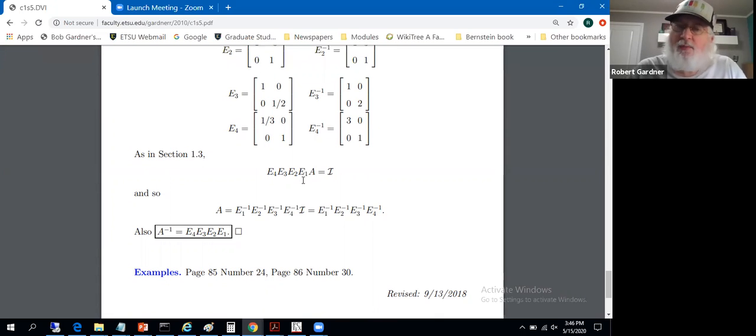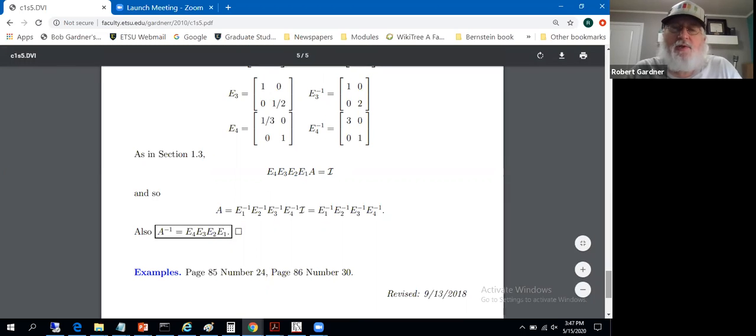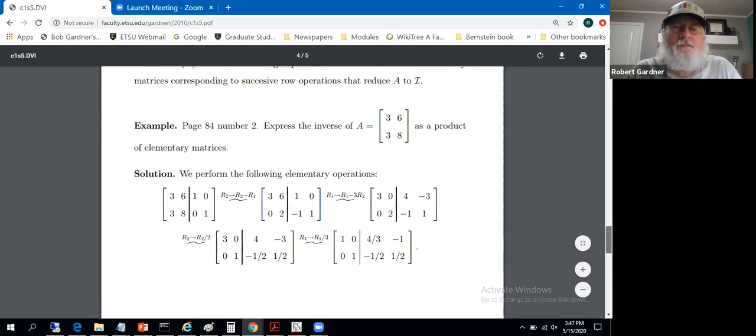That was the rules. Multiply on the right, something totally different happens. Column operations, and we're not going there. Yeah, E sub 1 reaches A first. And then E sub 2 reaches the result of that. And then E sub 3 reaches the result of that. And finally, E sub 4 reaches the result of the first 3. And we get the identity out. We row reduced A to the identity. So, what was the question? Let's read the question again. Express the inverse of A as a product of elementary matrices.